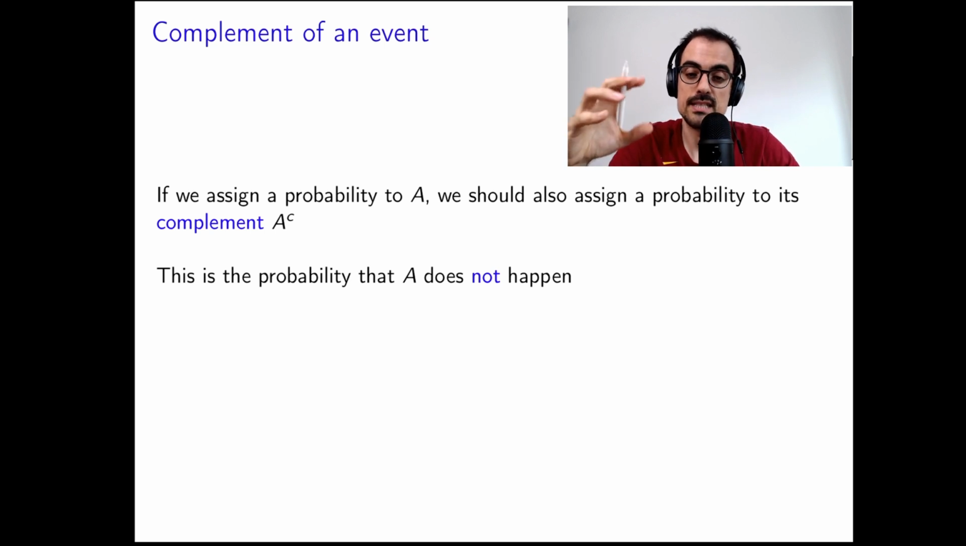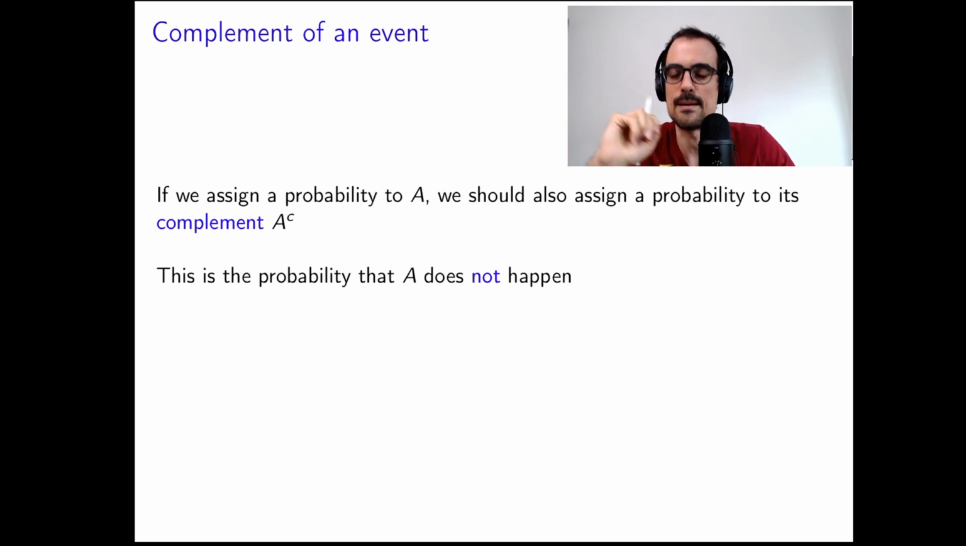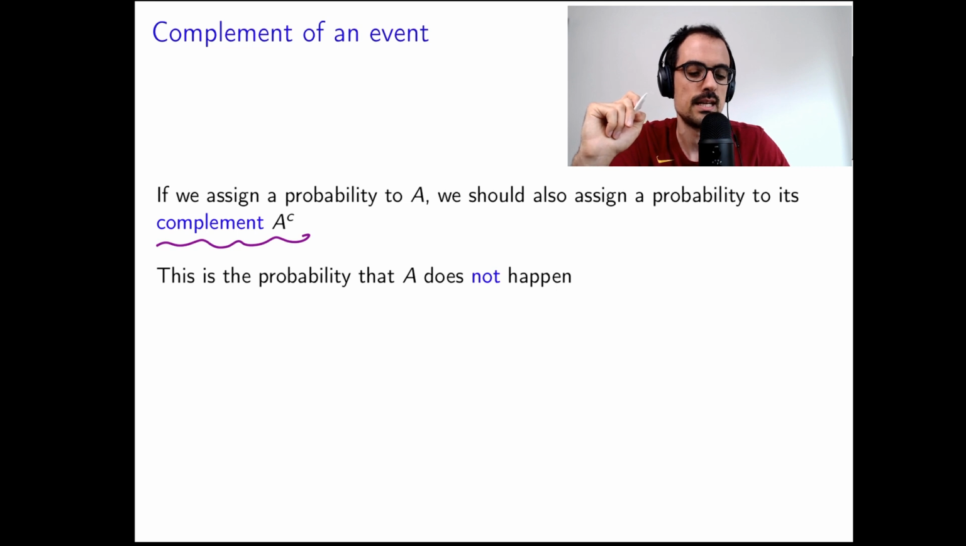So up to now, we have decided that we should assign probabilities to the sample space and the union or intersections of events that we already have assigned probabilities to. In addition, if we assign a probability to an event A, we should probably also assign a probability to the event that A does not happen. Those are all the outcomes that are not in A. So if we think of A as a set, then this is just the complement, A with a C above. This is the probability that A does not happen.